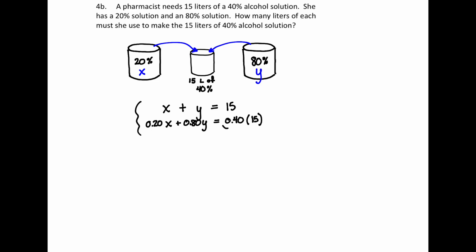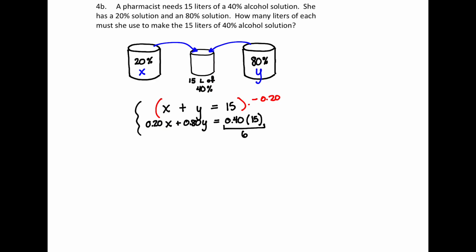So first of all, right here, I need to simplify that, right? So I'm going to rewrite, actually, let's just do the one because I'm going to have to rewrite it here in a second anyway. So this is equal to 6 when you multiply. Okay, so across the top equation, I'm going to multiply it by negative 0.2, so that way I can cancel the x's out.